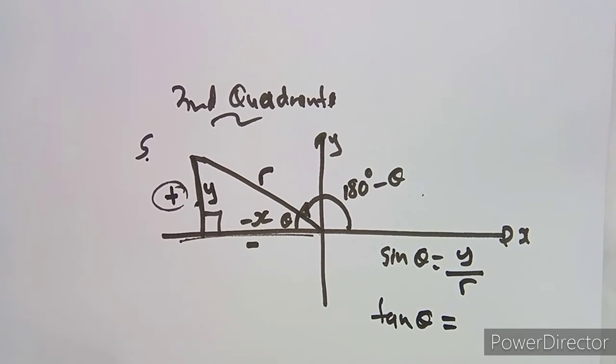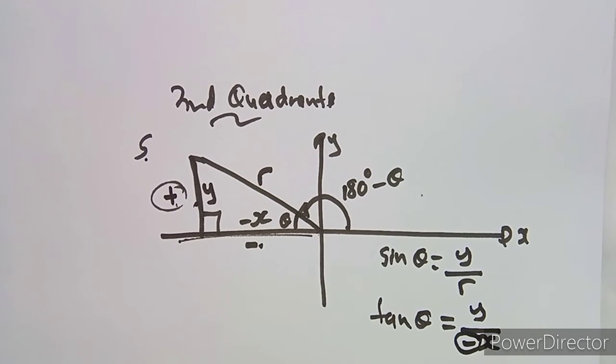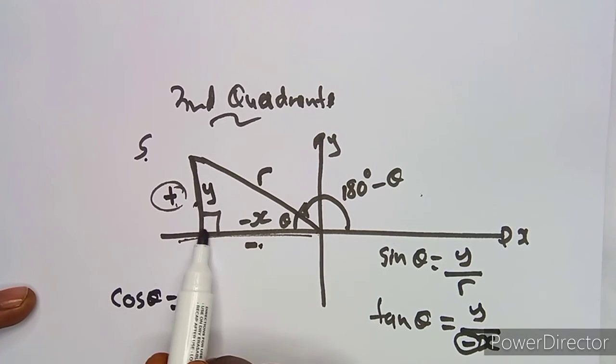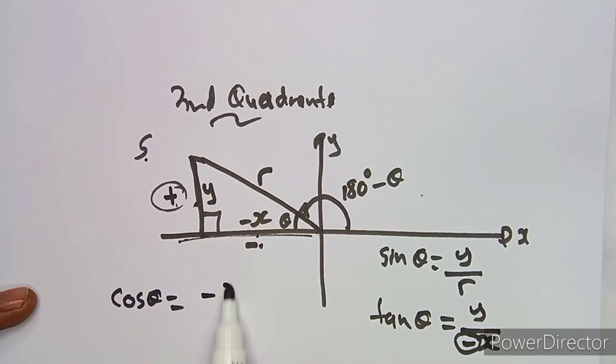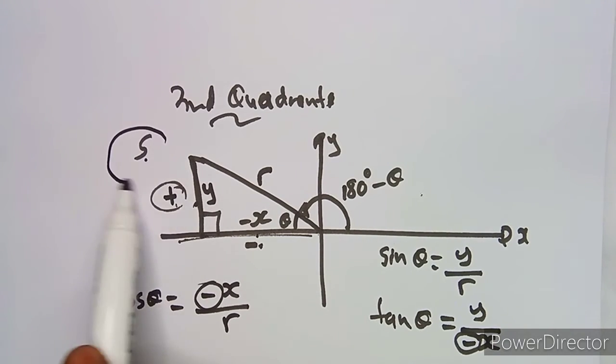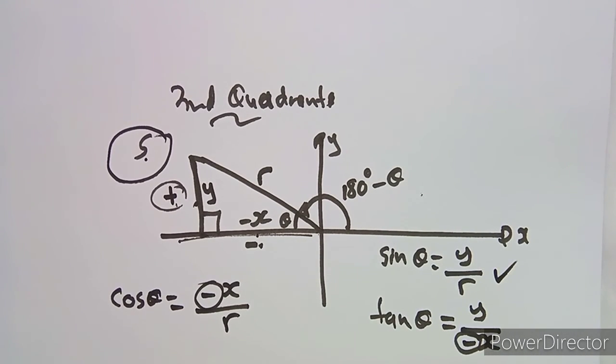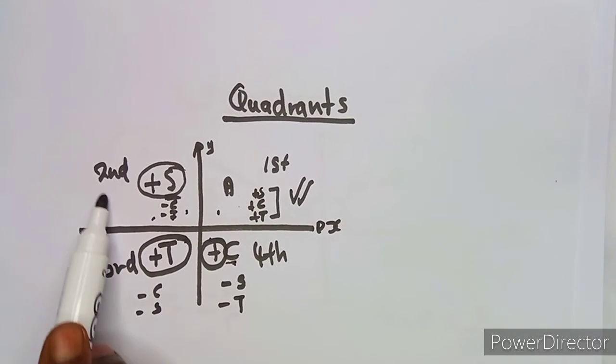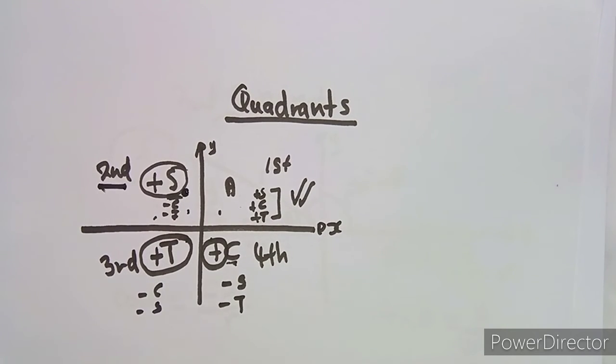Tan theta is equal to, remember the ratio for tan, opposite over adjacent. So your opposite is positive y over your adjacent, which is minus x. As you can see, our answer is negative. The same with cos theta, it's adjacent over hypotenuse. Your adjacent is minus x over hypotenuse, which is r, so it's also negative. That's why we said in the second quadrant, it's only sine which is positive. It must make sense now from this concept that in the second quadrant, it's only sine which is positive.